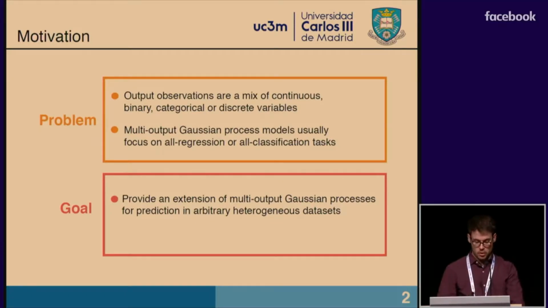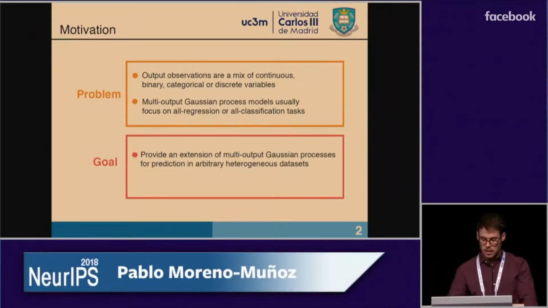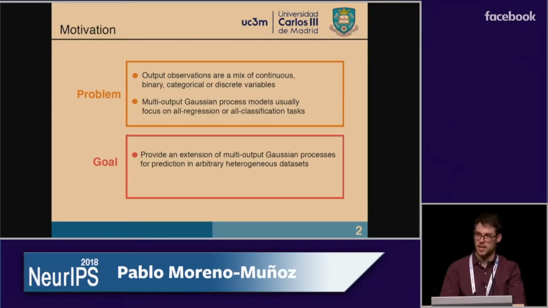We want to jointly model this with Gaussian processes, but the majority of approaches for multiple outputs focus only on all regression or all classification tasks. That's the reason why we provide a novel extension of Gaussian processes for accepting any arbitrary combination of heterogeneous data.